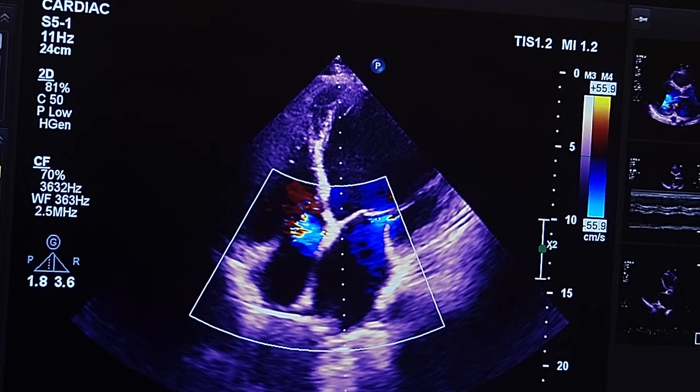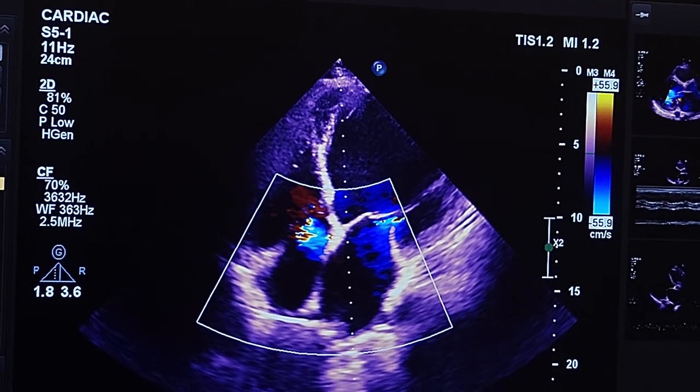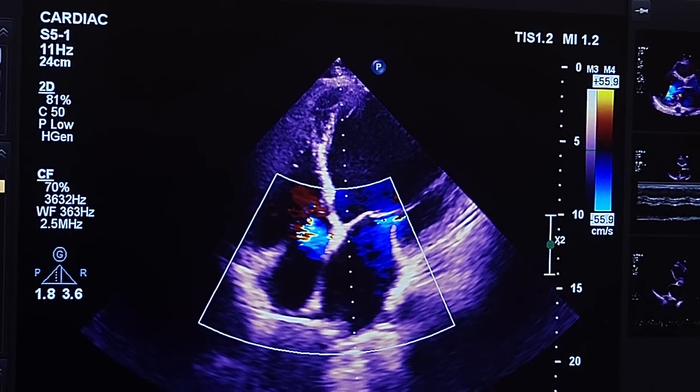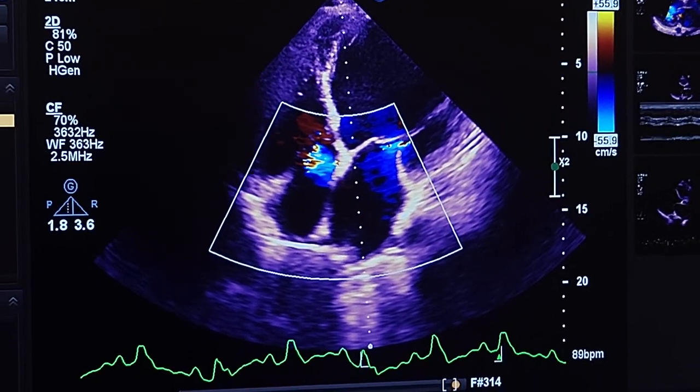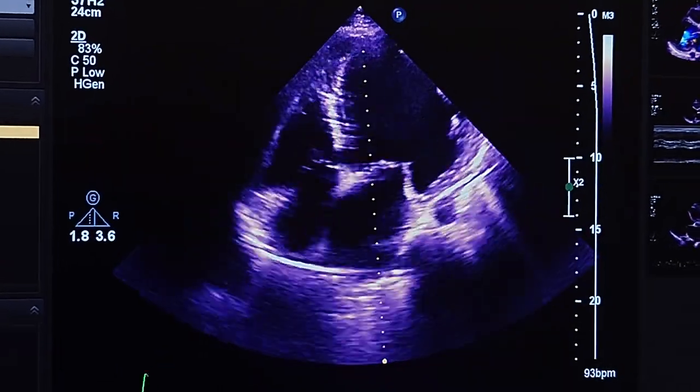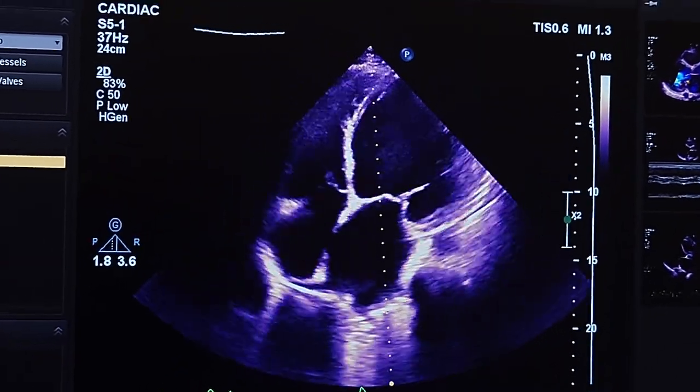It's very much important. In the subcostal view and the apical 5 chamber view, we can identify the ASD very easily when there is doubt in the apical 4 chamber view.